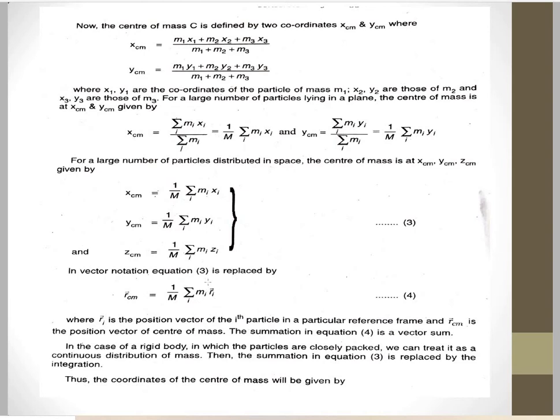So this mi ri contains sum over mi xi, sum over mi yi plus sum over mi zi. Okay. So this is the expression for a position vector of the ith particle in a particular frame of reference, RCM.